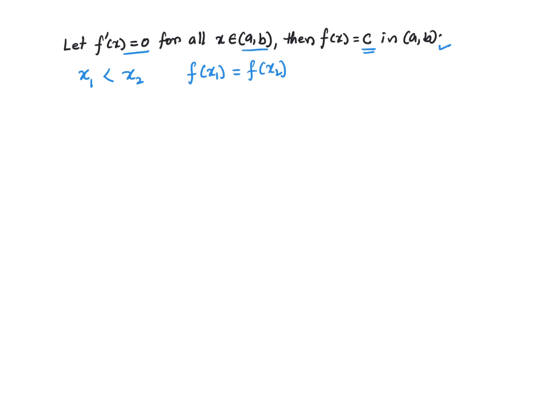So let's assume the following. Consider the interval x1 comma x2. This is, by the way, contained in the interval a comma b, because x1 and x2 have to come from (a, b). So technically this is a subset of (a, b). Now the function f is differentiable on (a, b), so since x1 and x2 are contained in (a, b), it must be the case that on the closed interval [x sub 1, x sub 2], f is continuous.